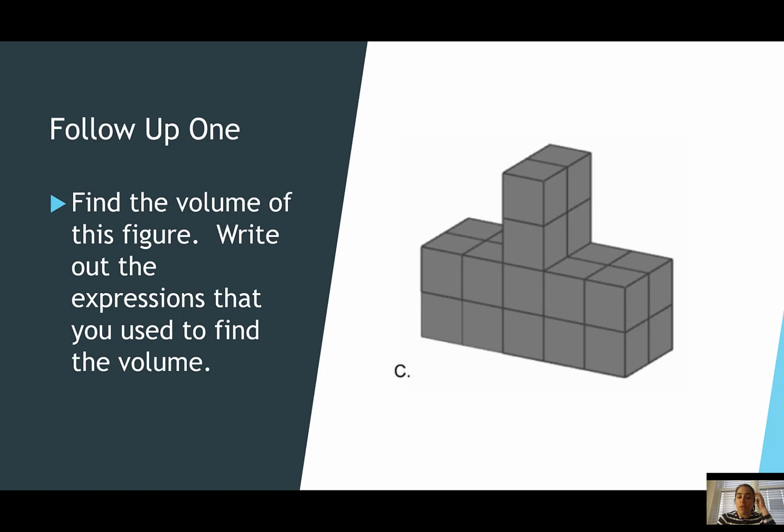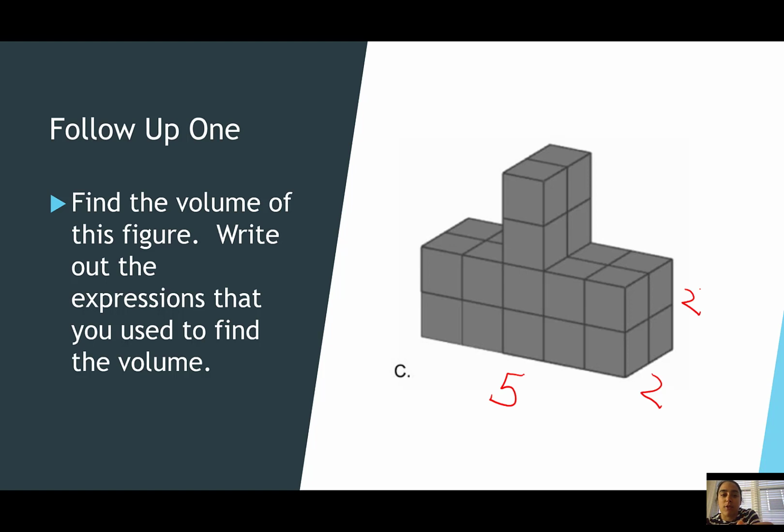We're going to start by going over the volume questions from last week. So I said find the volume of this figure, write out expressions that you use to find the volume. So I'm going to start with the big box on the bottom. We know the length is 5: 1, 2, 3, 4, 5. So I'm going to write a 5. The width is 2, 1, 2. And the height is 2, 1, 2.